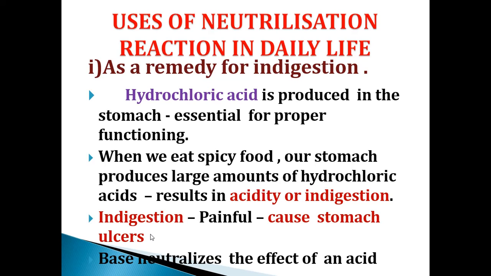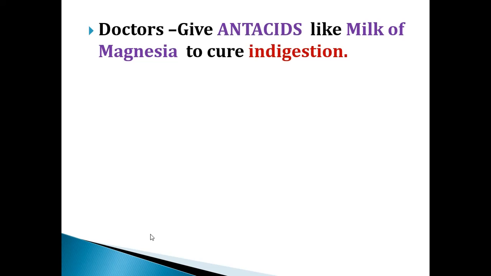So doctors will use antacids. What is meant by antacid? Antacids are substances which will act against acid. Anti means against. So antacids like milk of magnesia. Milk of magnesia is the base which is used to cure indigestion. Indigestion is caused due to the excess production of acid.